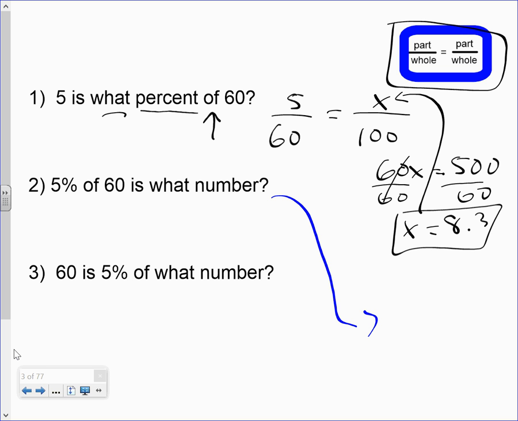Same numbers, but look at the way we're going to set it up now. Is the word percent or the symbol percent anywhere found in number 2? You see a percent symbol anywhere? Then I'm going to do this. Look at, equal, without even thinking. Fraction, fraction, a proportion.